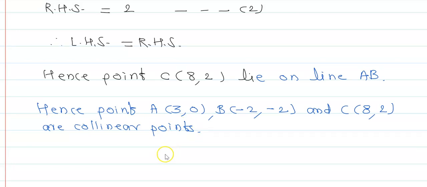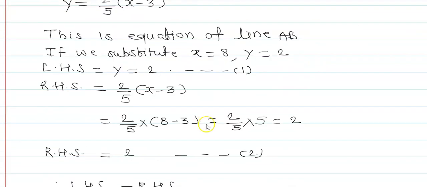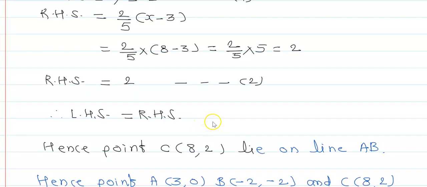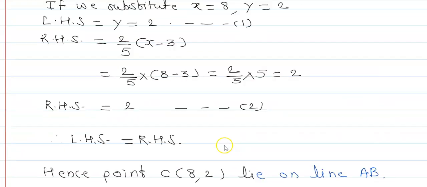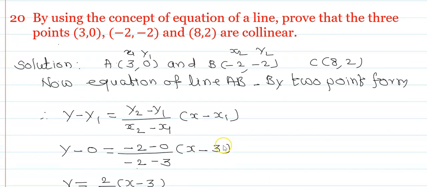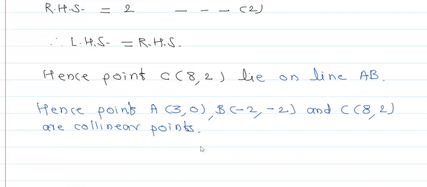You can see this also here. First, find out the equation of line AB by the 2-point form. Then substitute x is equal to 8 and y is equal to 2. If it is satisfied, LHS is equal to RHS. Then the third point is also on line AB, and hence all these 3 points are collinear. In this way, we have completed this big exercise, that is the exercise 10.2. Now we'll see in the next video. Till then, goodbye.